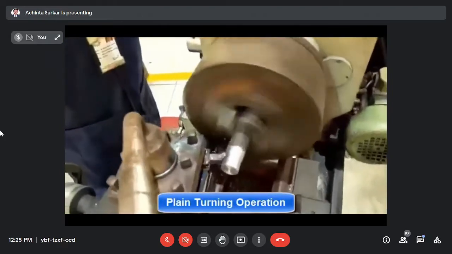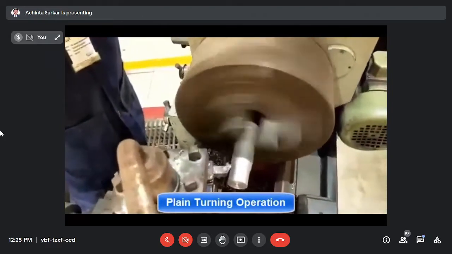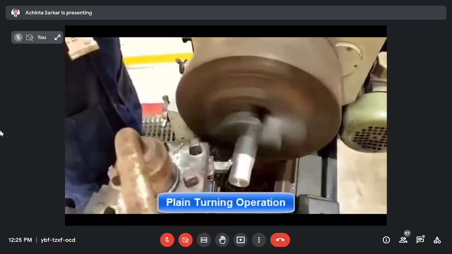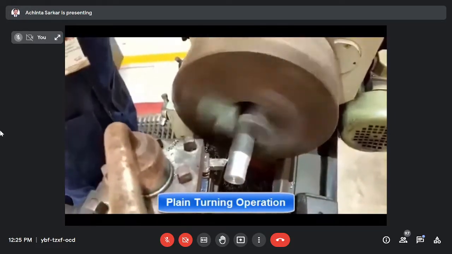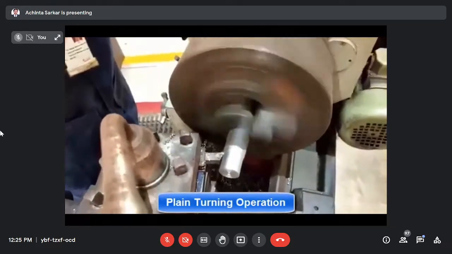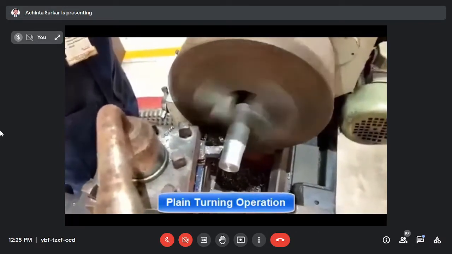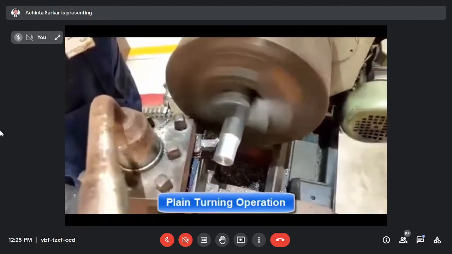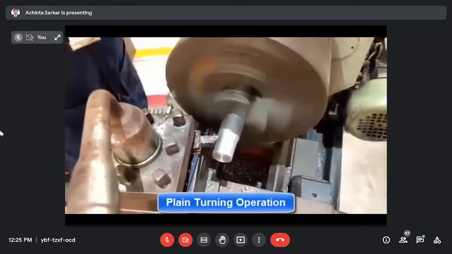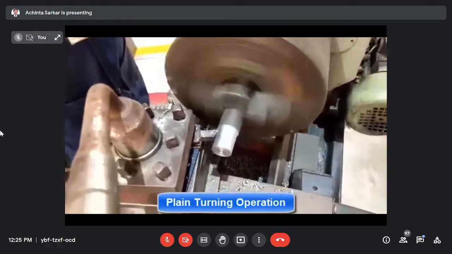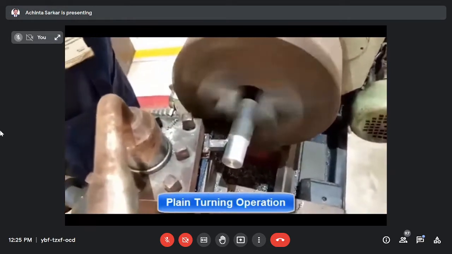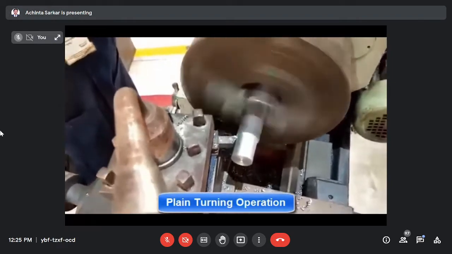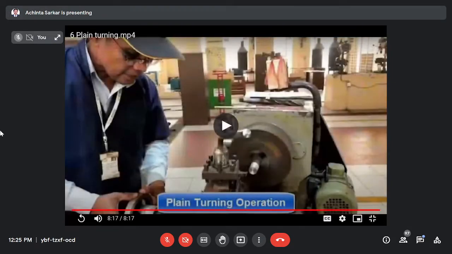Now going to our plane turning operation, the cutting point is just touching at 30 mm, and here the dimension is 30 mm length, diameter will be 19 mm. Now your plane turning operation is over.